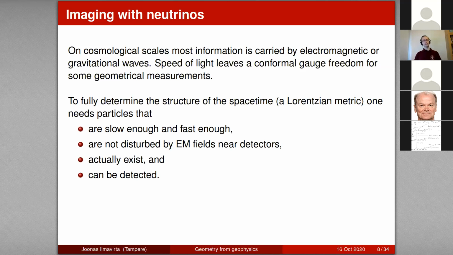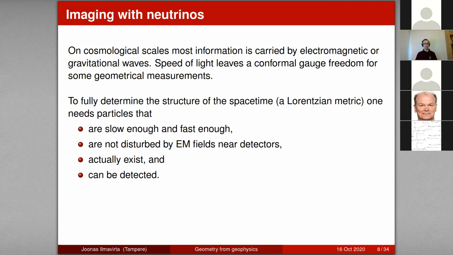So if you want to fully determine the structure of space-time, that is to find a Lorentzian metric, so we are essentially talking about general relativity here, then you need particles that satisfy these conditions. They need to be slow enough and fast enough. Slow enough means that they should not go at the speed of light, because that causes trouble, but they should be fast enough in the sense that they have a significant portion of the speed of light, because otherwise they will never make it all the way to us across cosmological distances.